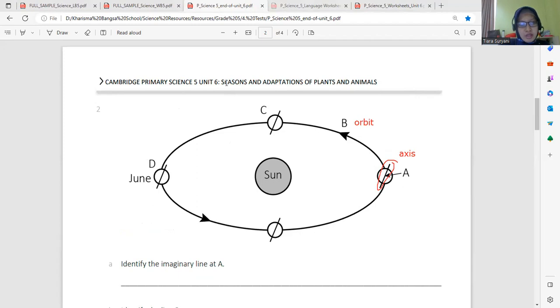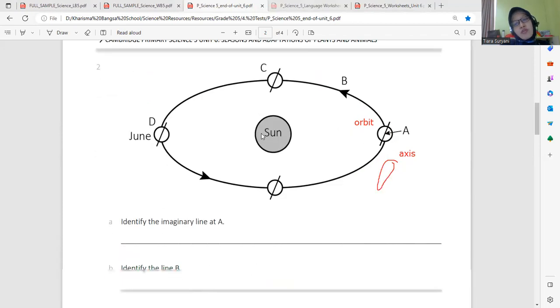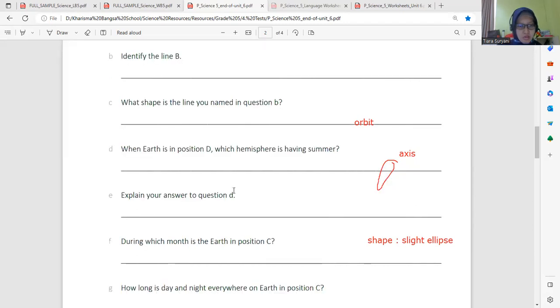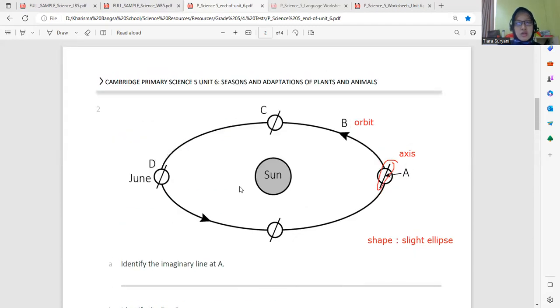And then what is the next question? Okay, and then what shape? It is the shape of slight ellipse. Okay, don't forget. It's slight ellipse. And then, what is the next question? I cannot scroll down because it's on one page. Okay, when Earth is in position D, which hemisphere is having summer?